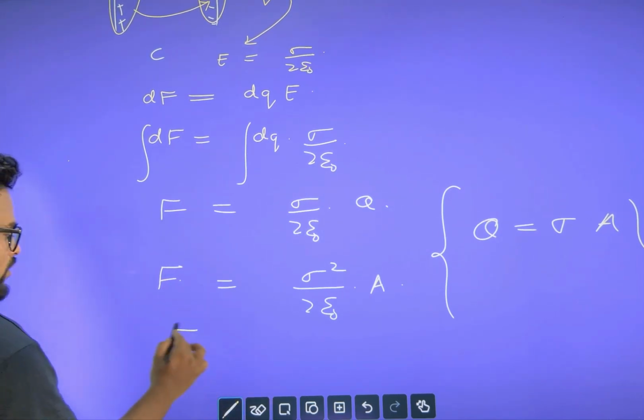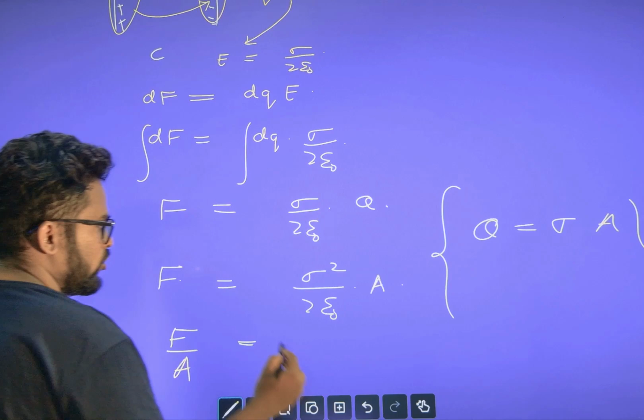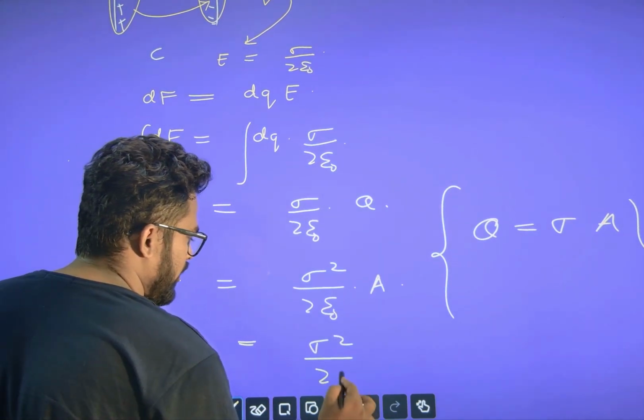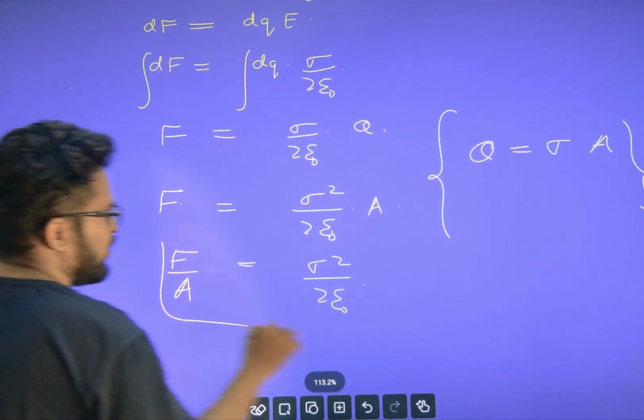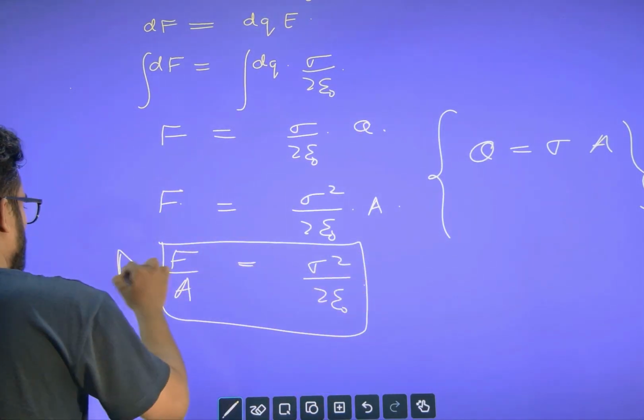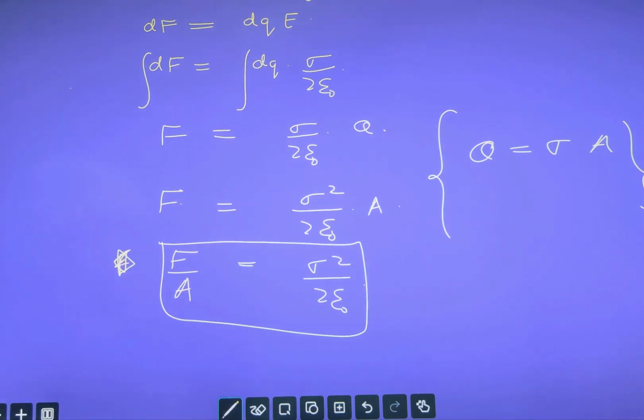So force clear. So if you divide it by area, force per unit area would be sigma square by 2 epsilon naught. Force per unit area, that is what? Pressure. So electrostatic pressure between the plates would be sigma square by 2 epsilon naught. Okay.